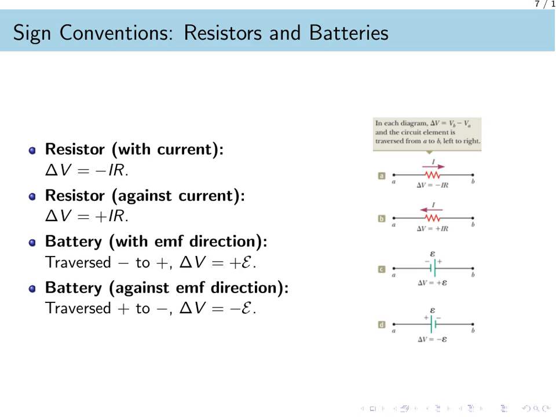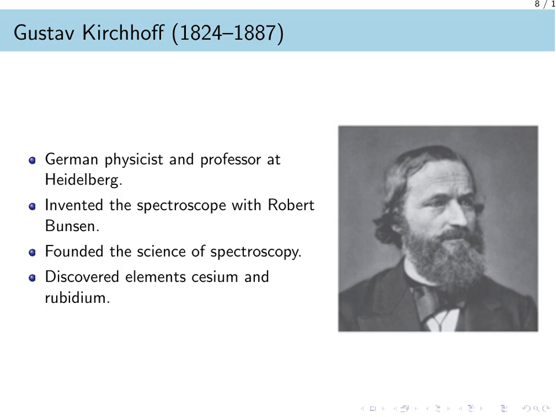For batteries, or sources of electromotive force represented by epsilon, the sign depends on the direction of travel relative to the battery's terminals. If you move from the negative terminal to the positive terminal, the potential increases by plus epsilon. If you move from the positive to the negative terminal, you are going against the EMF direction, resulting in a change of minus epsilon. These rules are named after Gustav Kirchhoff, a prominent 19th century German physicist and professor at Heidelberg.